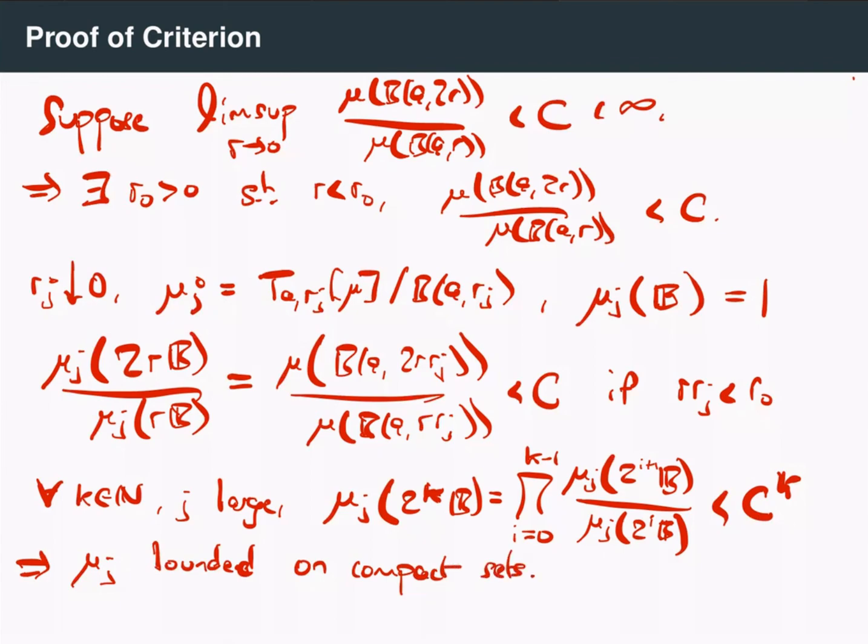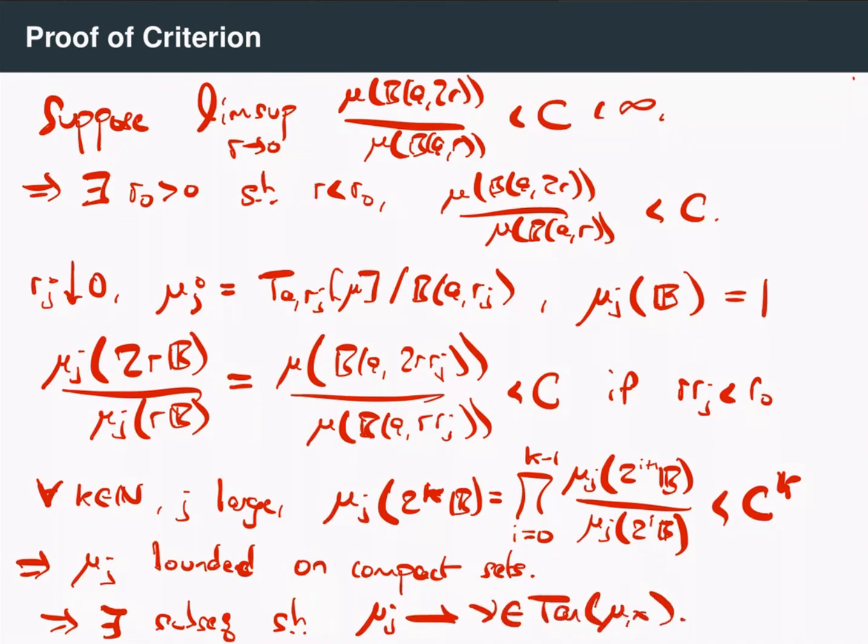And so from the week 1 review of measure theory, this implies that there exists a subsequence such that mu j converges weakly to some measure nu inside our set of tangent measures.